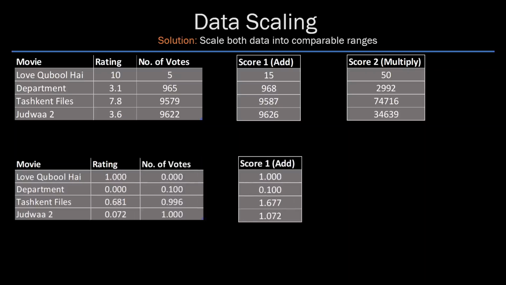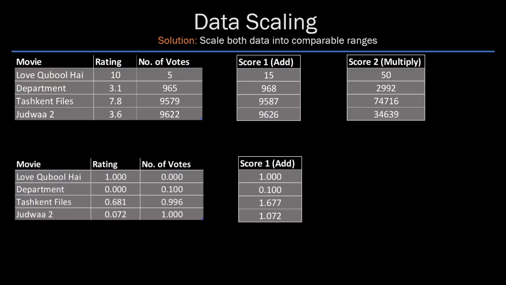By addition of rating and number of votes, I am getting this value. You can see that yes, Tashkent File has the highest value, but Laukubulhe as well as Judwa are something similar, right? It is not so, but according to this, that is the determination.